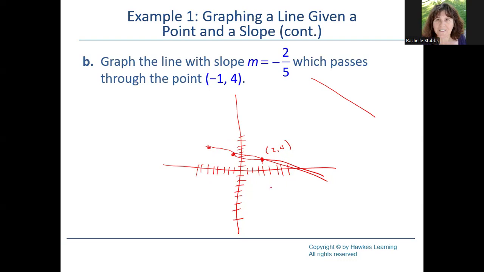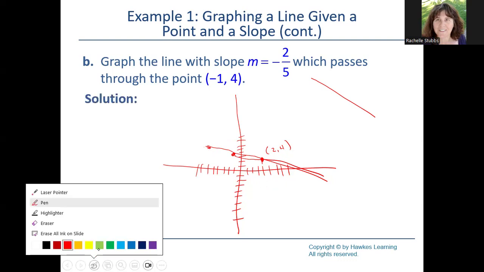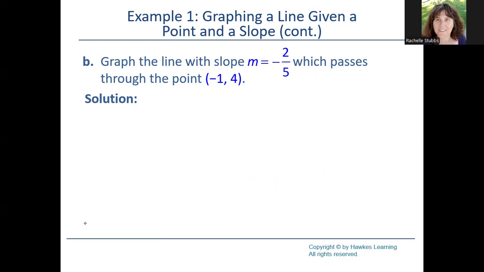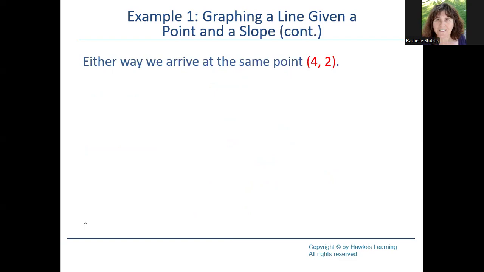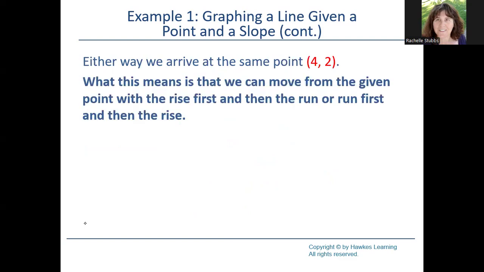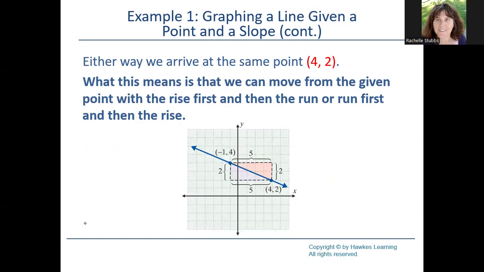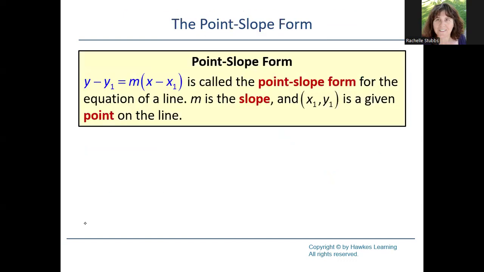Let's now begin with another one. Let's just look at that quick. Clear that. Okay, the way we arrive at the point 4 and 2, which we did. So we could move from the given point with the rise first and then the run, or run first and then rise, whichever way you want to do it, but make sure you're making the right one.